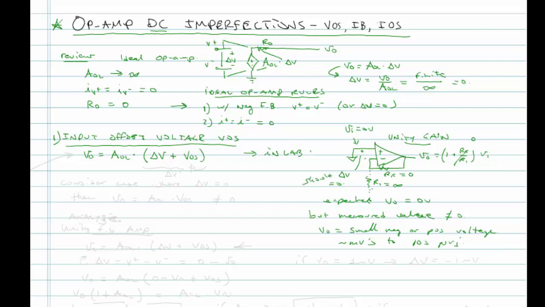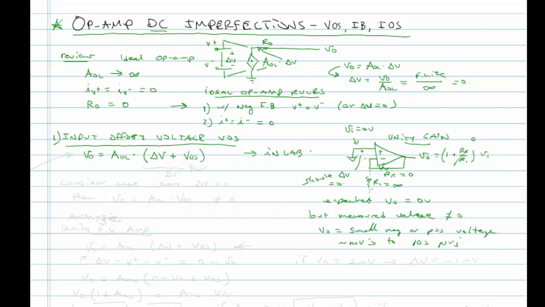Why? Because of our ideal op amp rules. We have negative feedback. The output is connected back to the inverting input. Therefore, the inverting input, V minus, should be equal to the non-inverting input, V plus. And to boot, V plus is grounded, so therefore not only should delta V be equal to 0, but V plus and V minus should be equal to 0 as well.